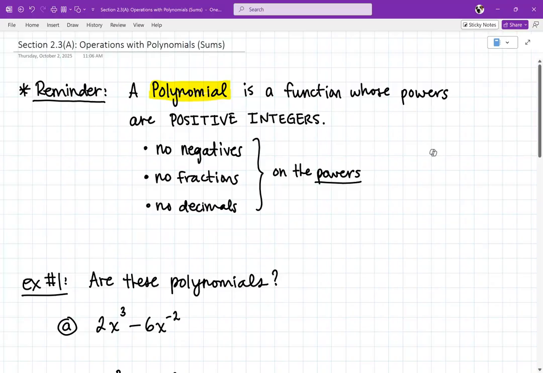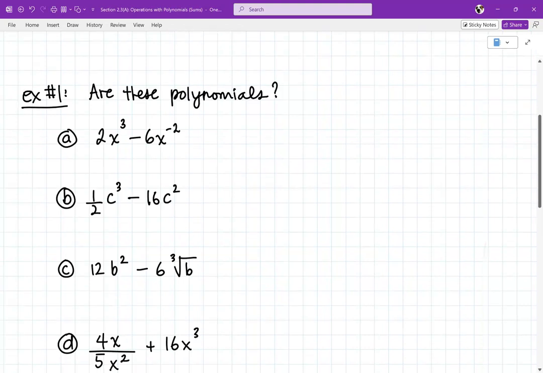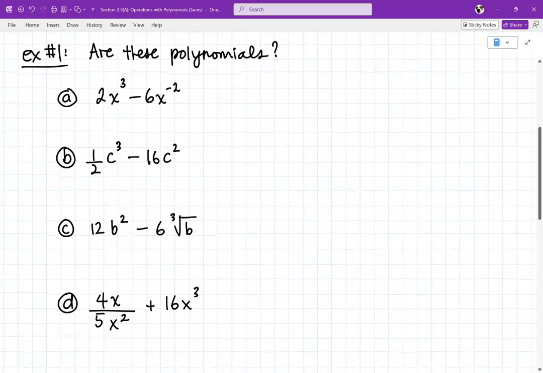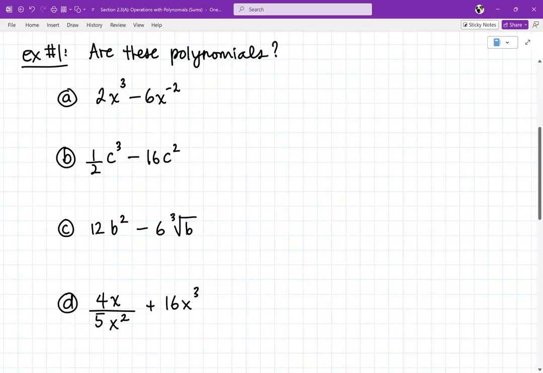Now, a quick reminder that a polynomial is a function whose powers are positive integers only. Okay, so no negative powers, no rational powers, meaning no fractions on the powers, no decimals on the powers. So as long as that doesn't happen in the expression, then we're okay. All right. So example number one, I just ask, are the following polynomials? All you got to do is say yes or no. And if the answer is no, where's the problem, right?